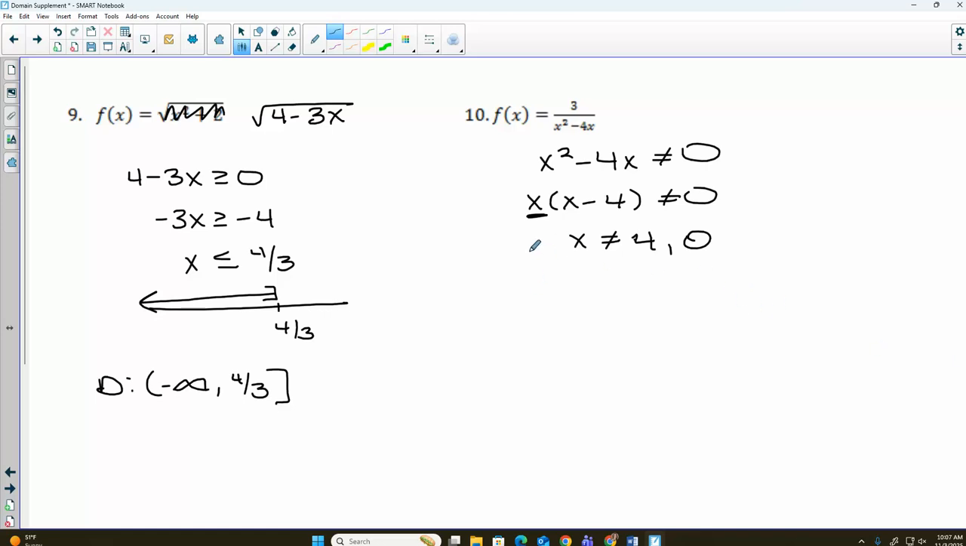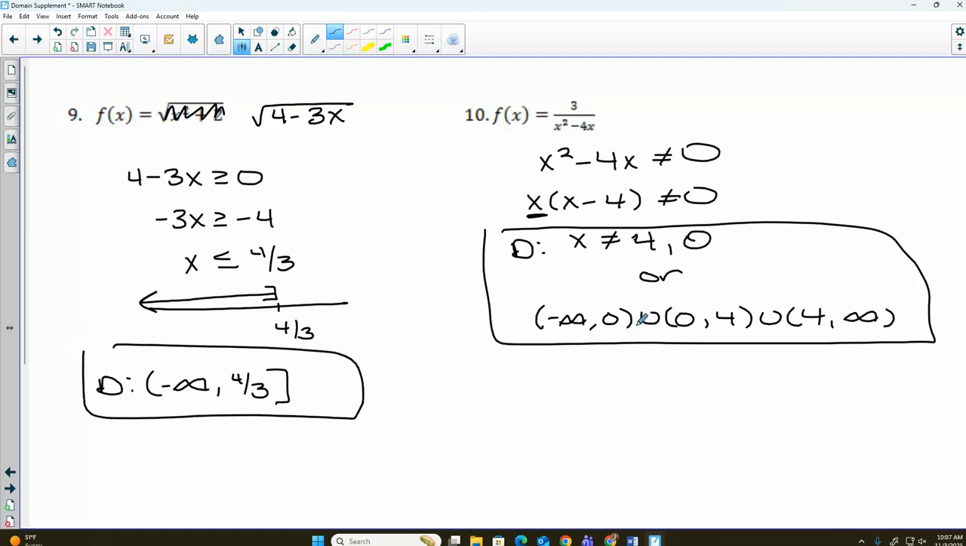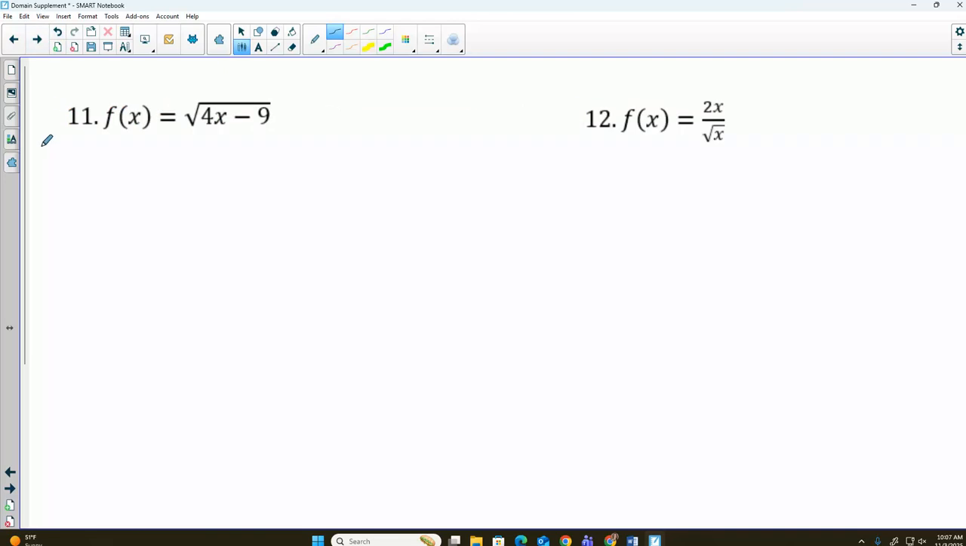So for those, I told you, if it's more than one value, you could leave it like that. If you wrote the interval, it's everything smaller than 0, in between 0 and 4, and bigger than 4. So I would take either. All right. Why don't you guys do number 11, and if you have time, try number 12.